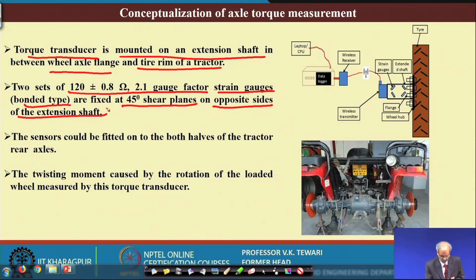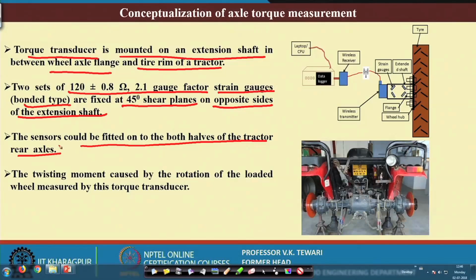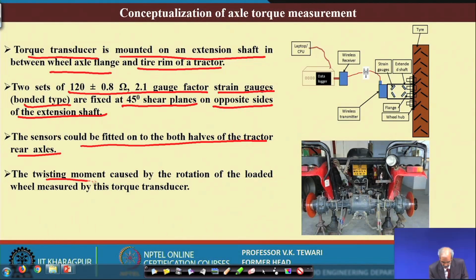Okay. The sensor should be fitted on both sides of the rear axle of the tractor. We want both sides so that we can get information from both sides of these two axles. The twisting moment caused by the rotation of the loaded wheel will be measured by this torque transducer, because whatever twisting moment is coming can be measured.